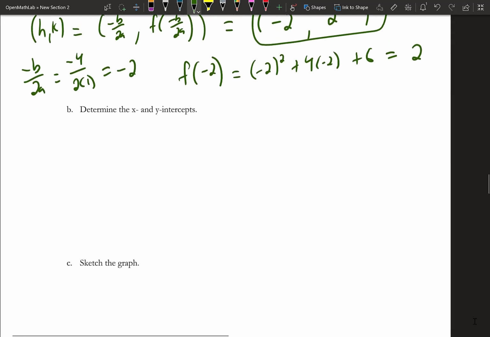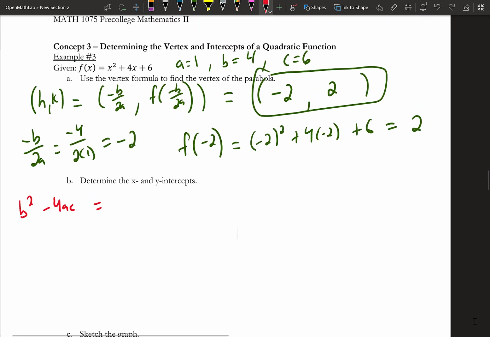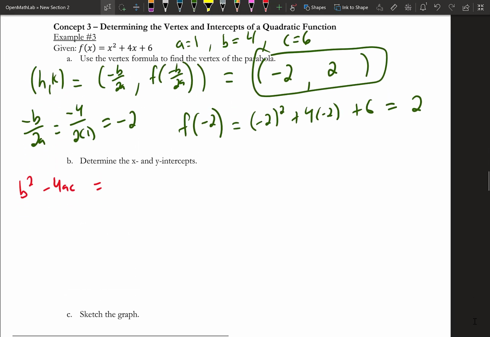So next we want to determine any x-intercepts. So again, the first thing I would do is look at the discriminant, just to see the number. So b squared minus 4ac would be equal to 4 squared minus 4 times 1 times 6.